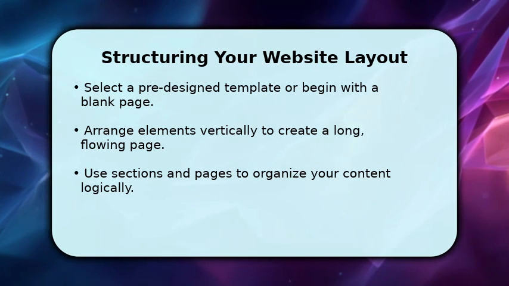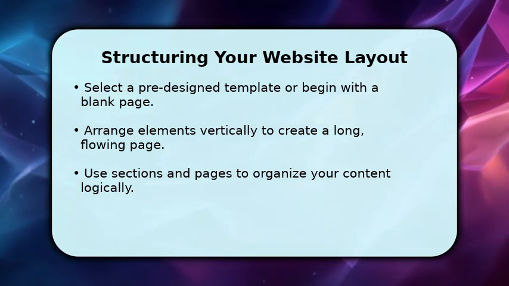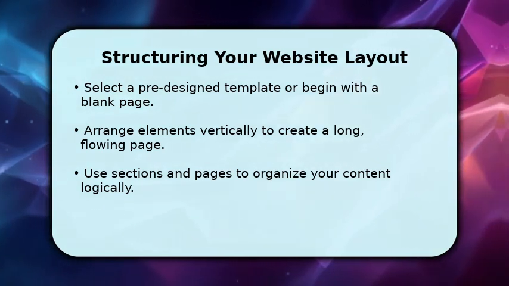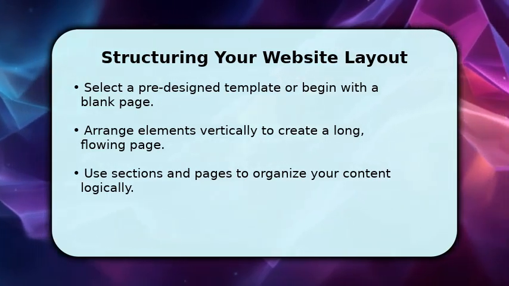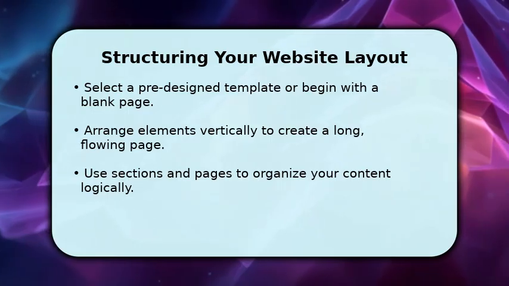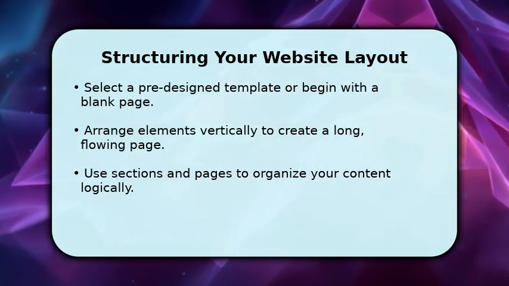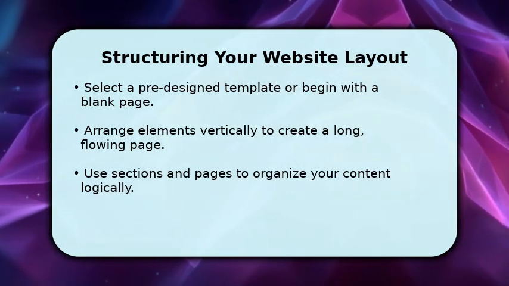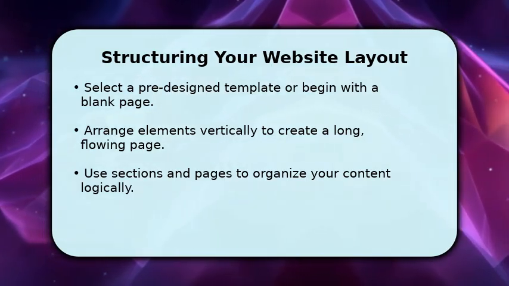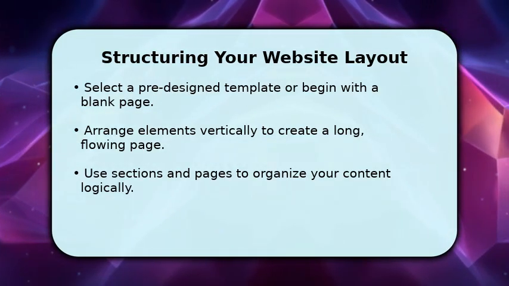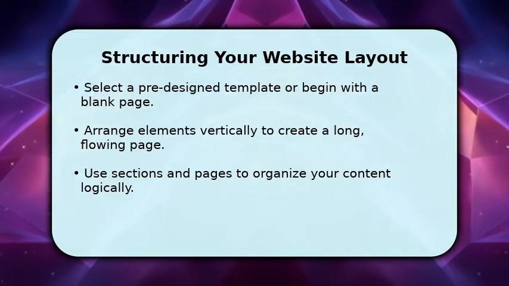First, let's focus on structuring your website layout. You can begin by choosing one of Canva's many professional templates or start fresh with a blank canvas. To achieve a scrollable design, simply arrange your text, images, and other elements vertically down the page. Think of it as building a long, continuous document that users will scroll through to view all your information.